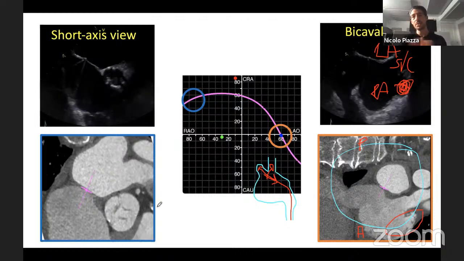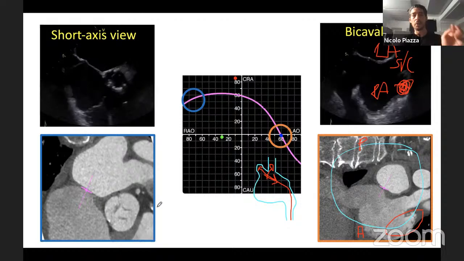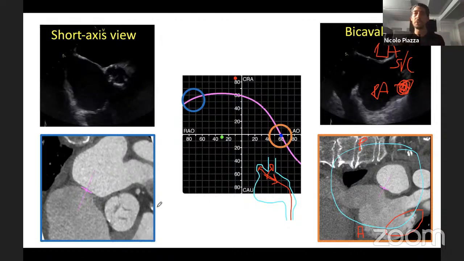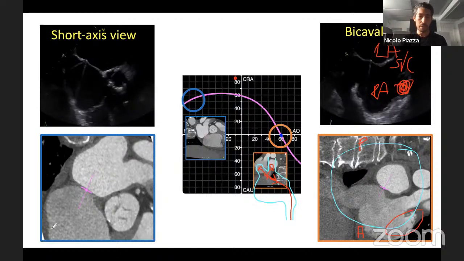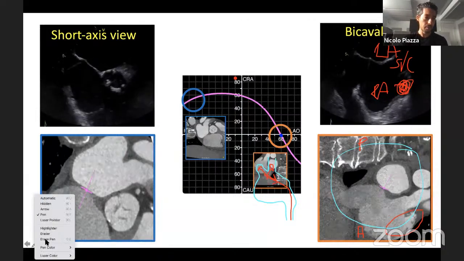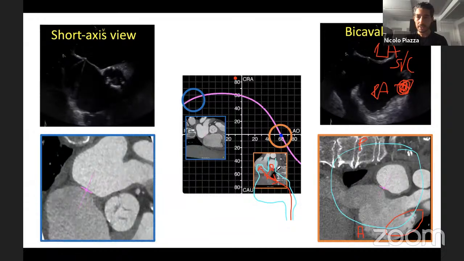Okay, so we understand the relationship between echo, CT, where we potentially see these things on fluoroscopy. Okay, and there it was. I didn't know it was going to come up, but let me erase this here.